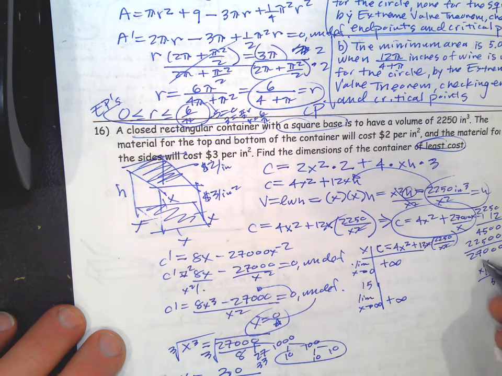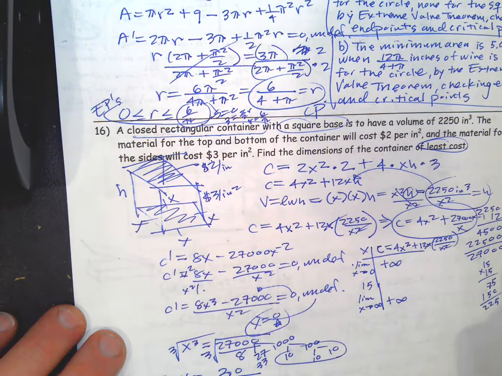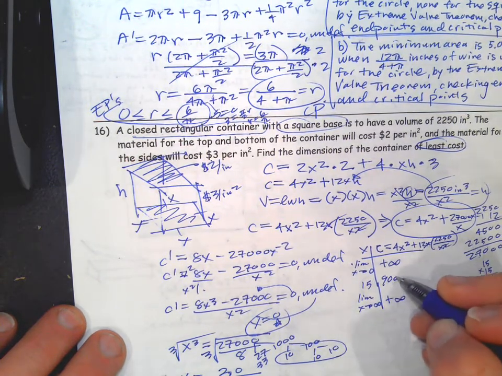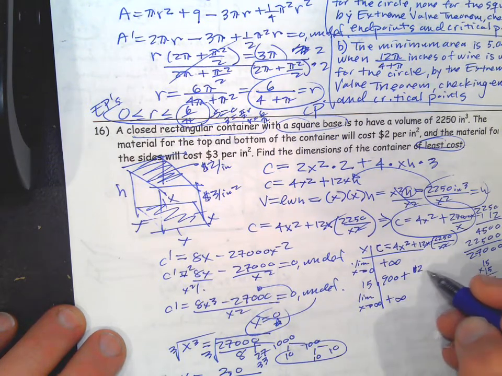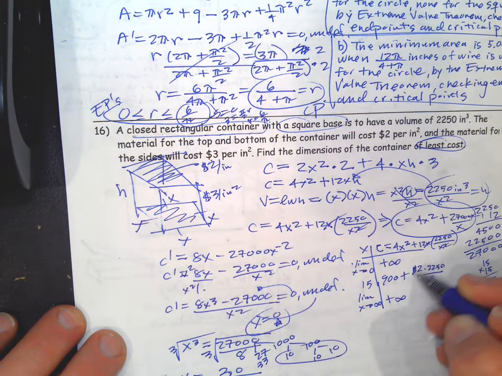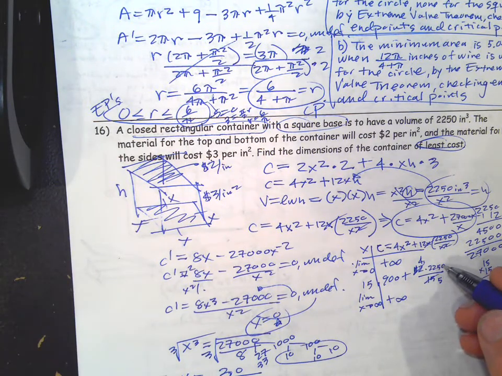225. So it's going to be 225 times 4, which is 900, plus 12 times 2250 over 15. Divide 3 out of this, 3 out of this. 5 goes into this.